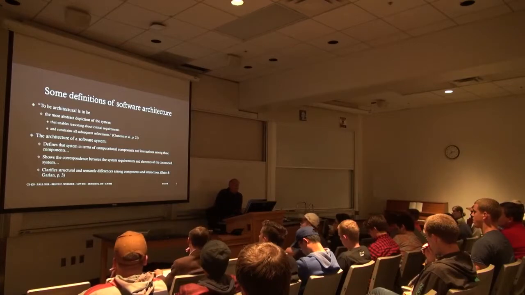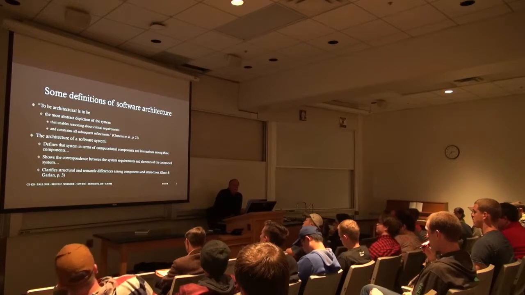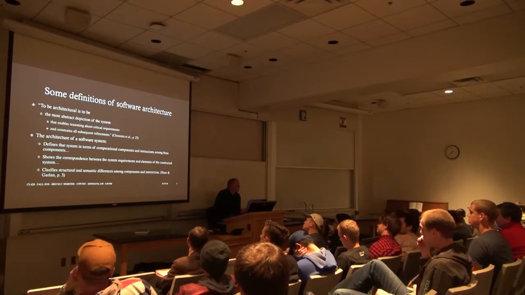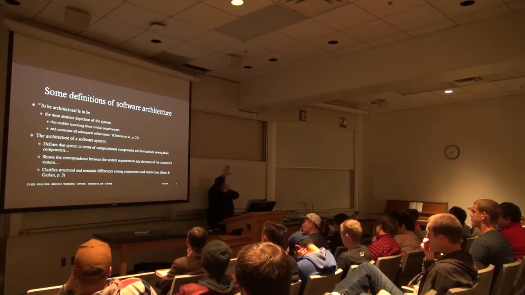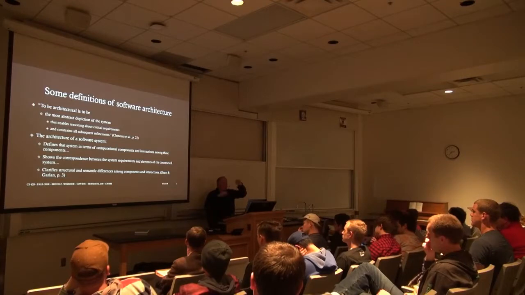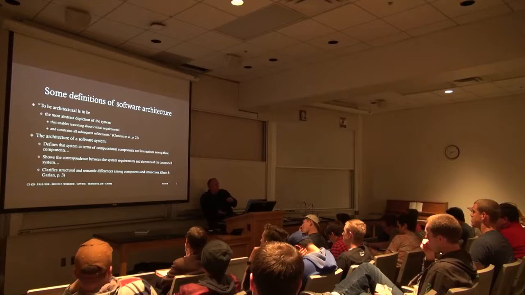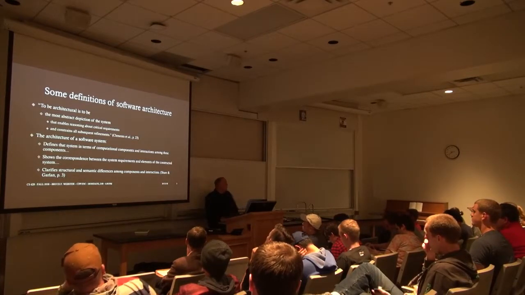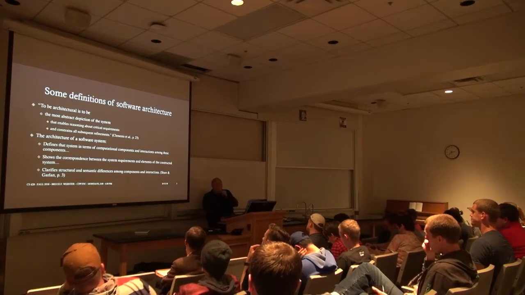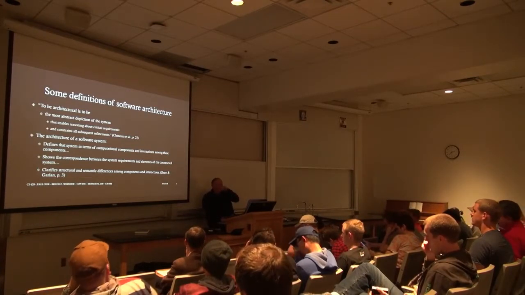Another definition. Architecture defines that system in terms of computational components and interactions among those components. Boxes and arrows. The simplest software architecture is boxes and arrows. There's this part, there's this part, and they're talking to each other this way. And here are the APIs that exist. It shows the correspondence between the system requirements and those elements. In other words, your architecture should reflect your requirements document and should be capable of adjusting it. And it clarifies structural and semantic differences among the components and interactions.